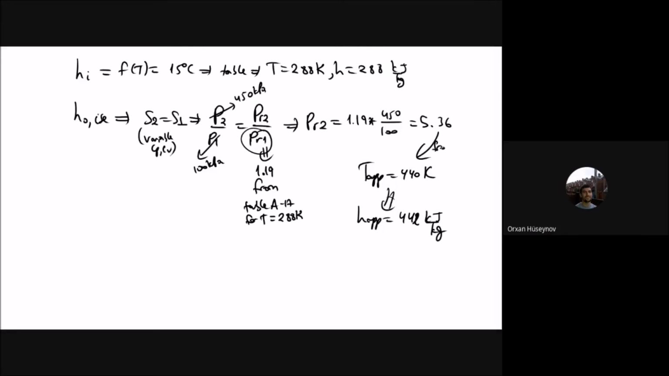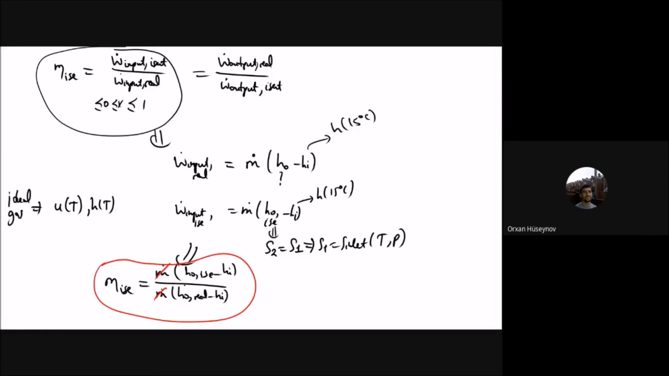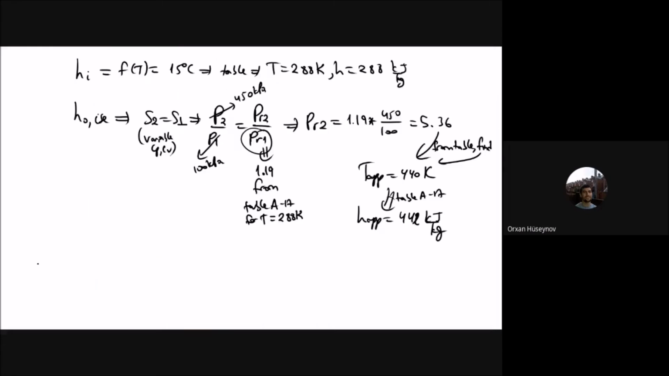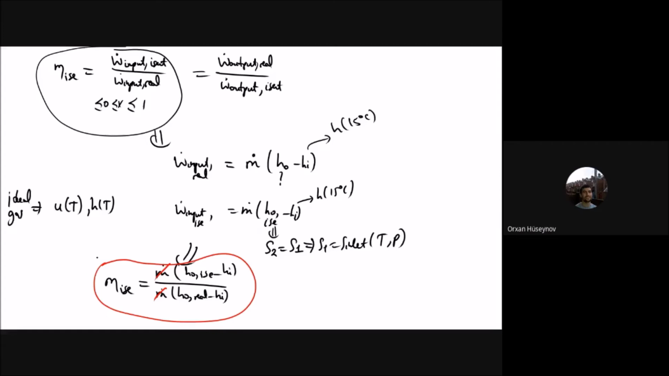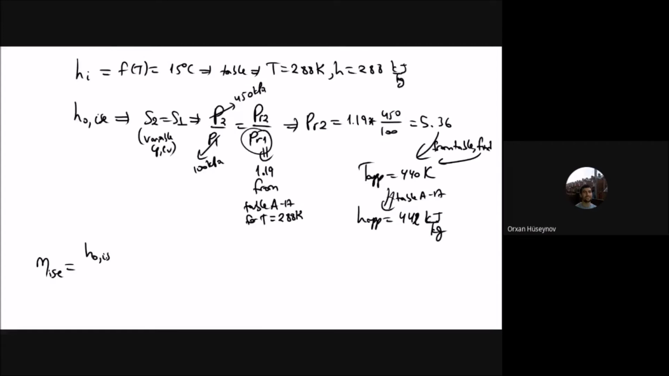Again, from the table, we find the temperature here. And from this temperature, which is 450 Kelvin, again table A17, I find the enthalpy value. So this is for the isentropic case. I will just replace the values back here with this formula. The eta isentropic will be equal to H out isentropic minus H1 divided by H out real minus H1.